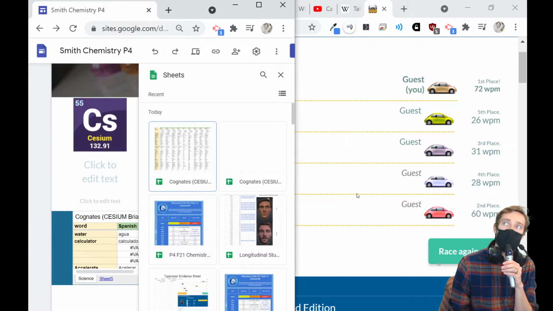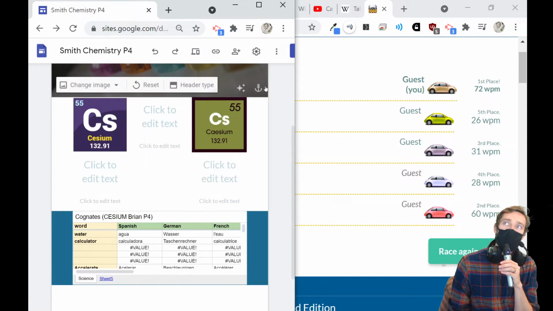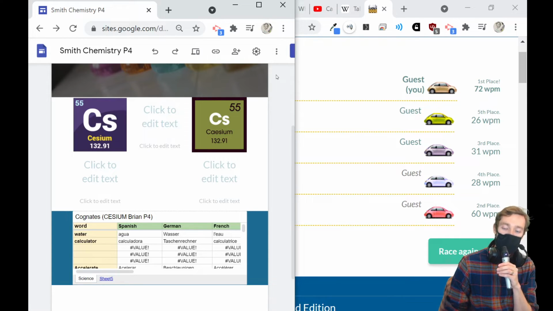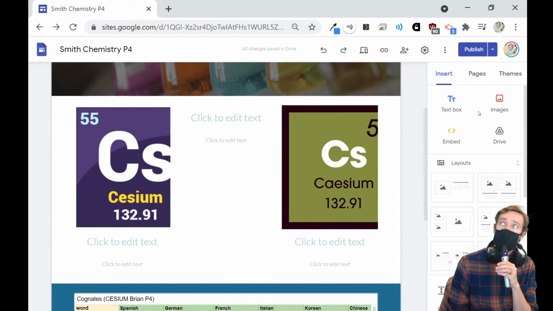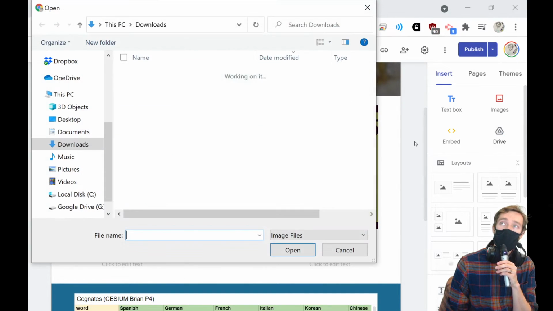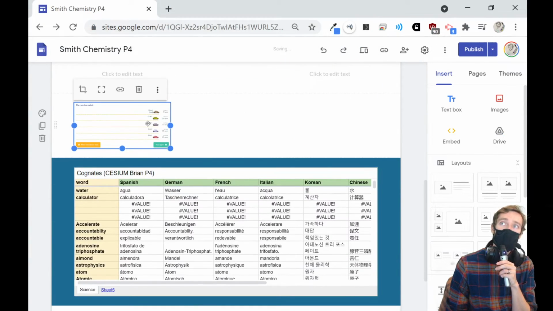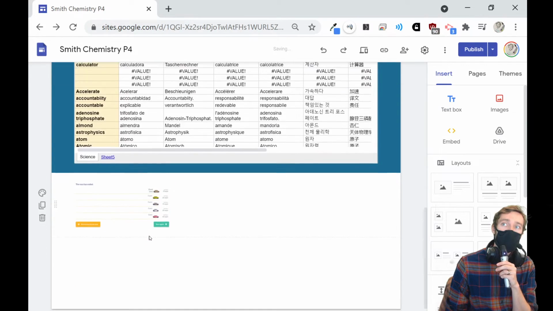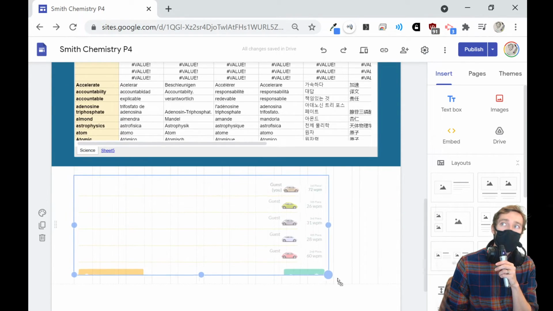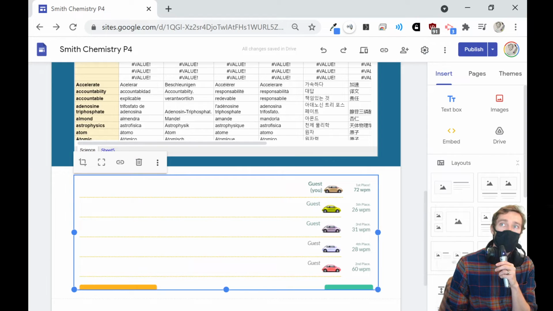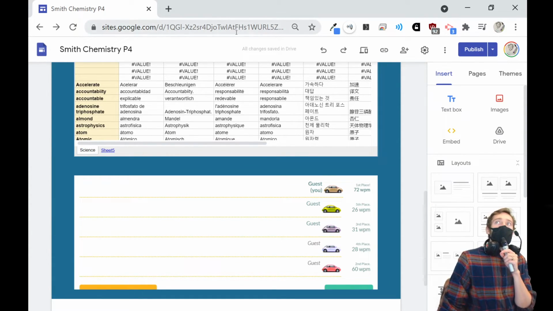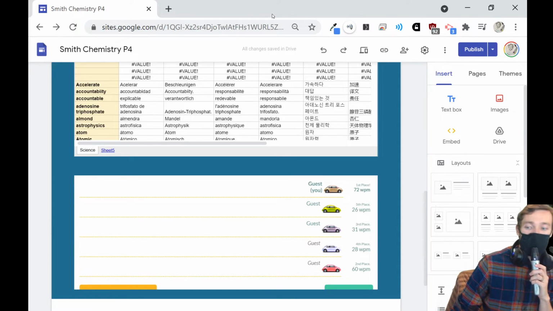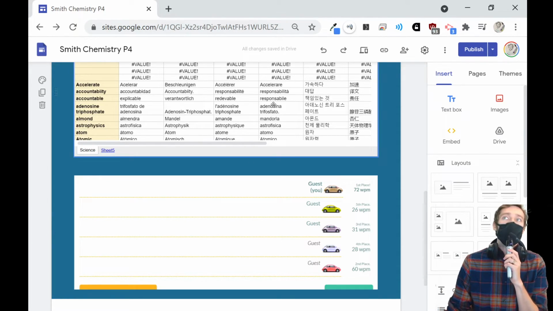So if I did this, insert, so this is our other page, insert, images, upload, typing, and that will give you evidence for your typing. Okay? Those are the first two parts.